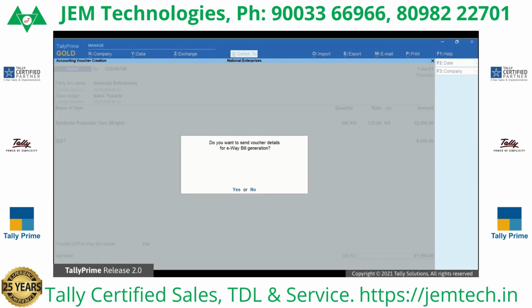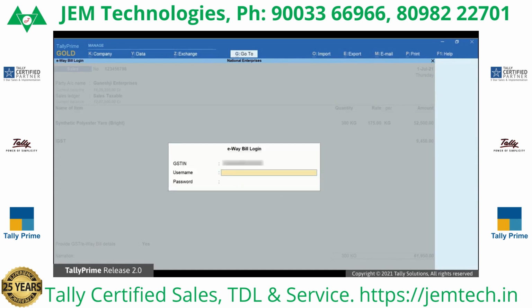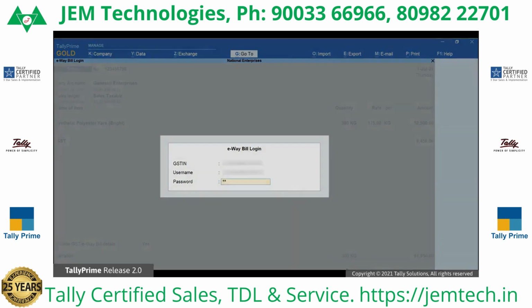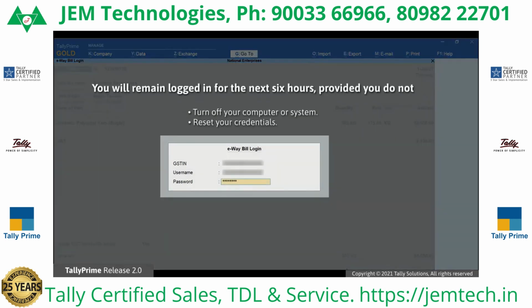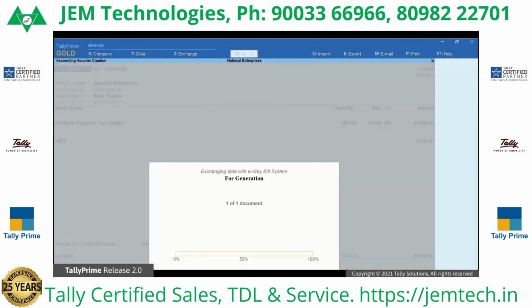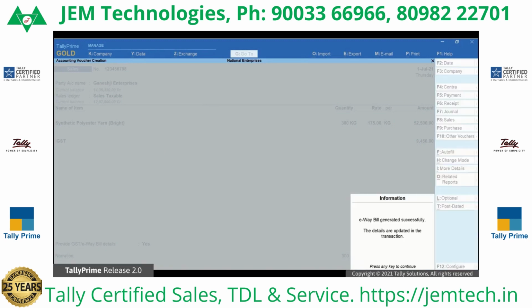Press Y to accept. The e-way bill login screen appears as you can see. Enter your username and password. You will remain logged in for the next 6 hours provided you do not turn off the system you are working on or reset the credentials. Press Enter. As you can see, Tally Prime is exchanging information with the e-way bill system. As the exchange of information completes, a confirmation message appears.